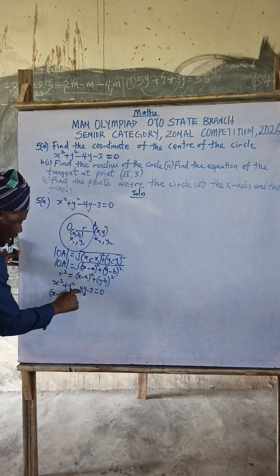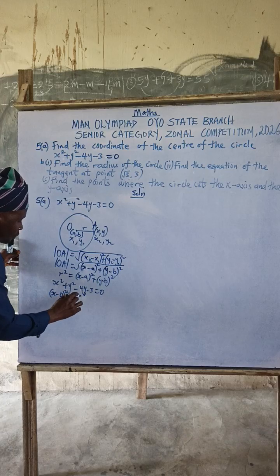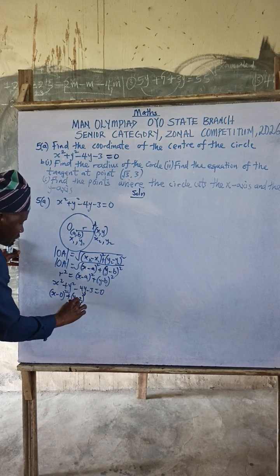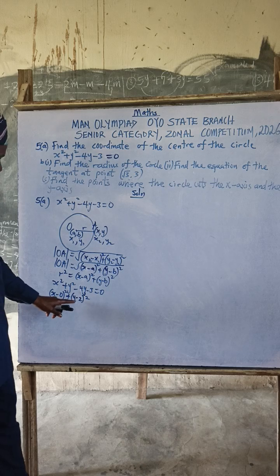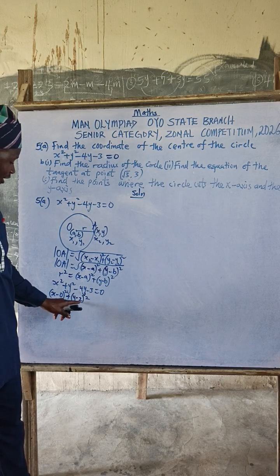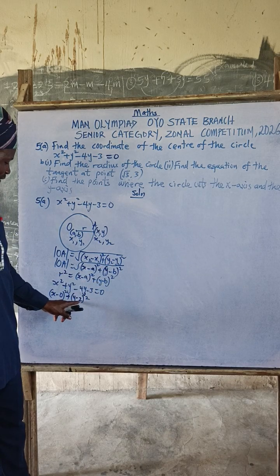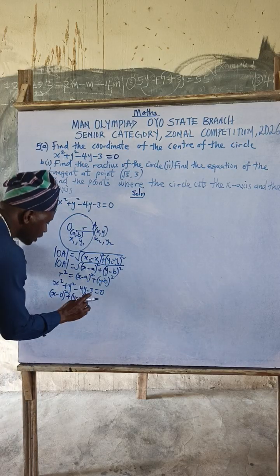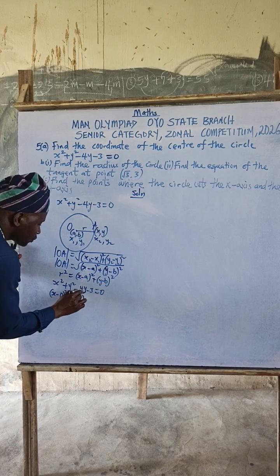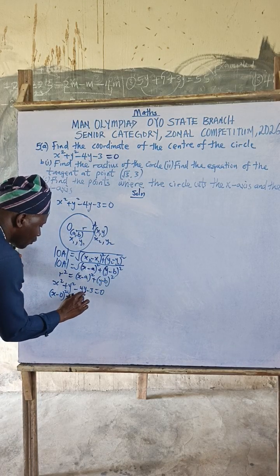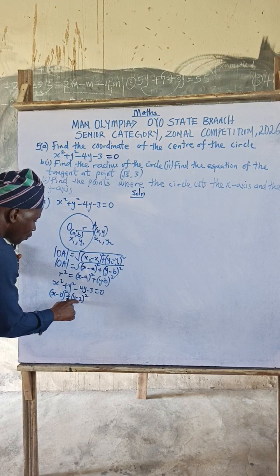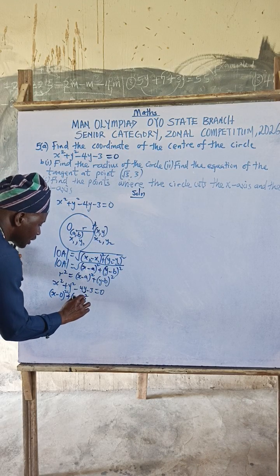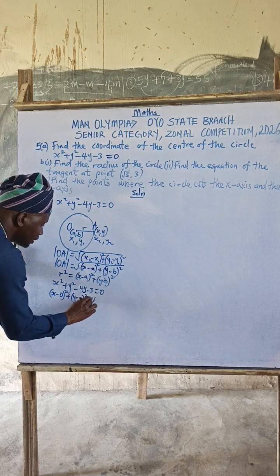We have y, half of which is 2. That is, we have y minus 2, then squared. When this is expanded, you are going to have y squared minus 4y, then plus 4. Now plus 4 is being added to this, therefore we are going to take away 4 from it to obtain the same result.